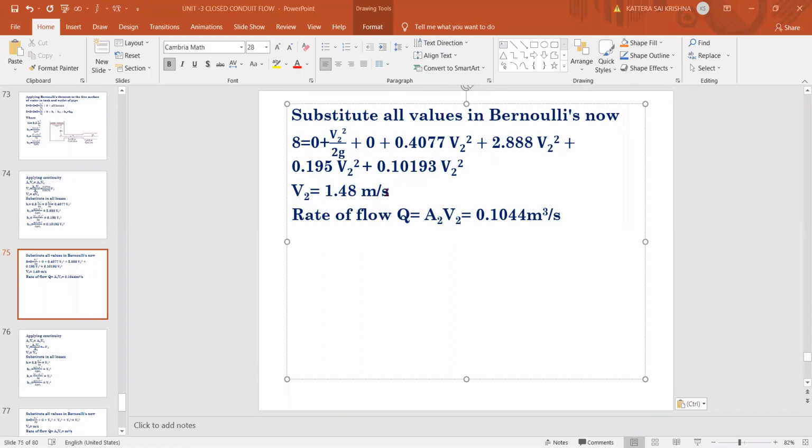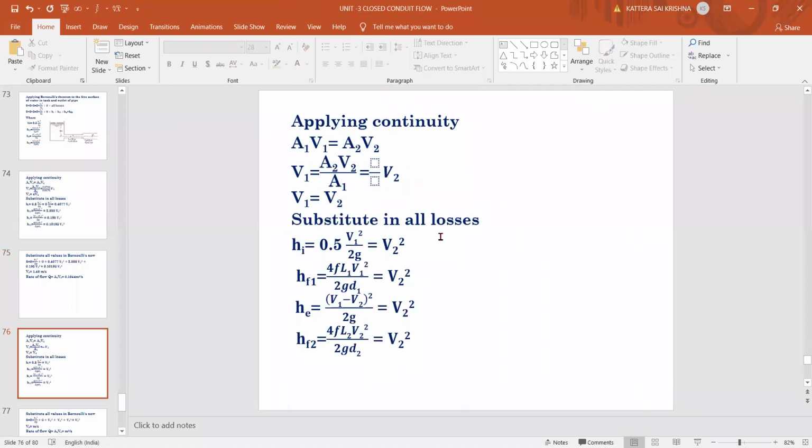Since we got V2, we can find the discharge now. Rate of flow Q equals A2 V2, which is 0.1044 meter cube per second. So till here we have already solved the problem. Next what we need to do is draw the hydraulic gradient line and total energy line. For that, we'll skip this, already have taken this.